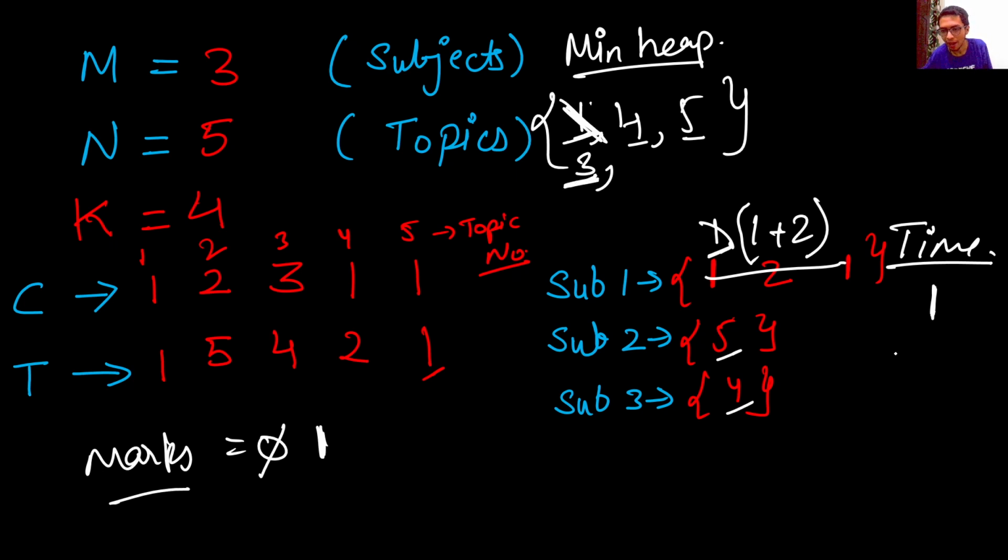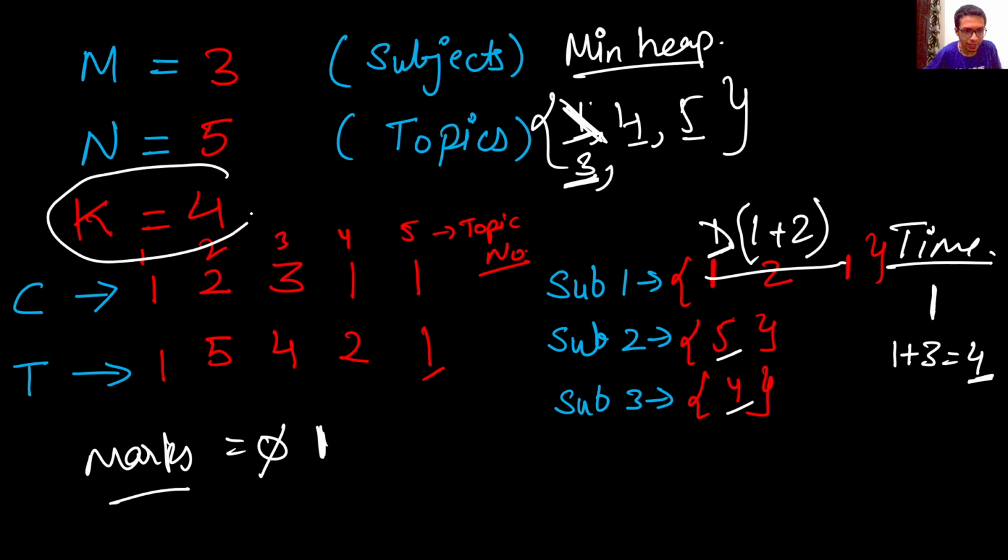So now the time till this moment is 1 plus 3, right? Which is 4. Now this time 4 over here is equal to k, right? So we can take this 3, because we can take at max 4 hours, right? So it is feasible. Hence, it is not violating any conditions till this moment. So now we can simply delete this 3 from the min heap. So now the marks is 2.